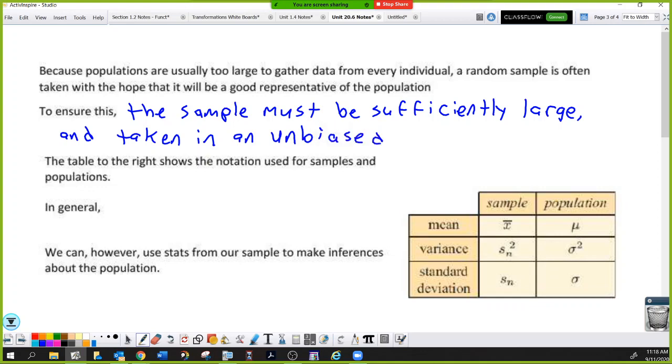For example, the last thing I would do is use the average GPA of IB students to try to draw conclusions about the average GPA of the school. That's a biased survey, because I would imagine the IB GPAs are a little bit higher. Just a little.